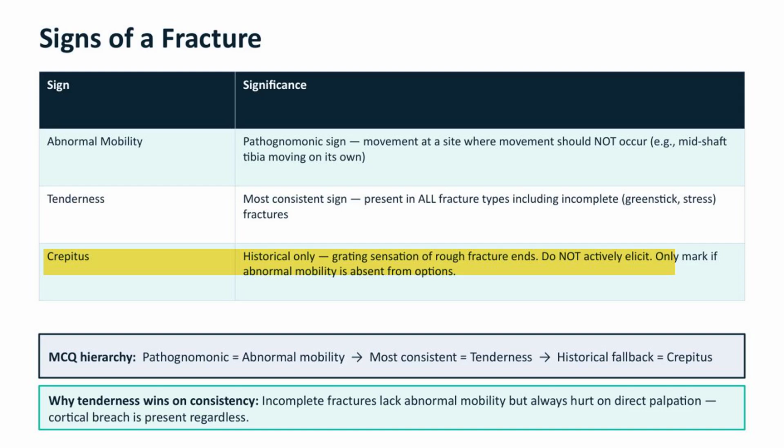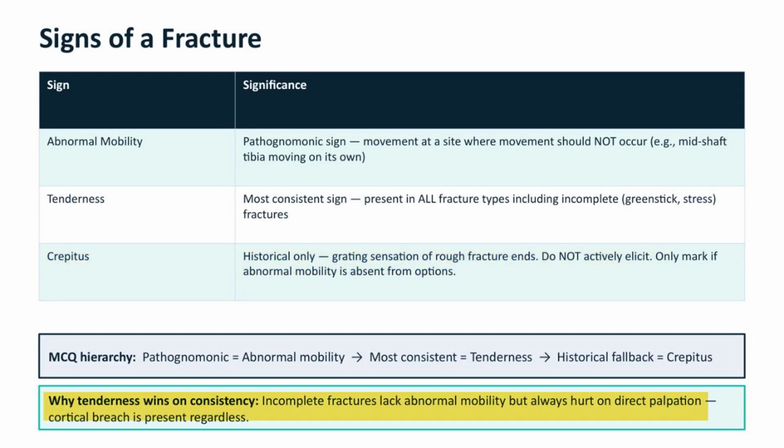sign of a fracture. Crepitus, the scraping sensation caused by serrated fracture ends rubbing against each other, was historically considered pathognomonic. Today, it is not something we test for. It's painful, unnecessary, and an X-ray makes it completely redundant. The only time crepitus matters in your exam is if abnormal mobility is absent from the options. Then crepitus is your fallback.